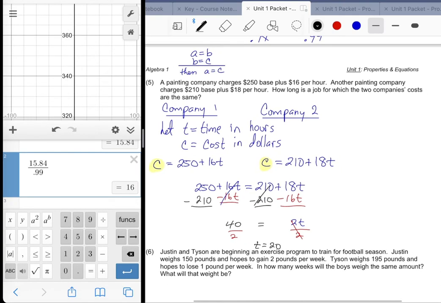So how long is a job for which the two companies' costs are the same? The job will be 20 hours long. Now that was a little bit more intense algebraically, right? I think we'll all agree. In some cases you look at it and say, yeah, it's more intense, not difficult, but more intense.